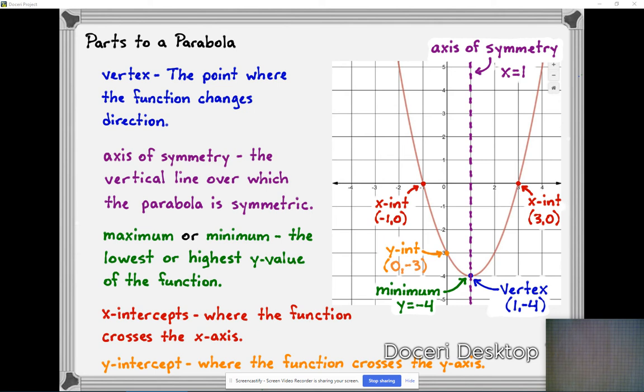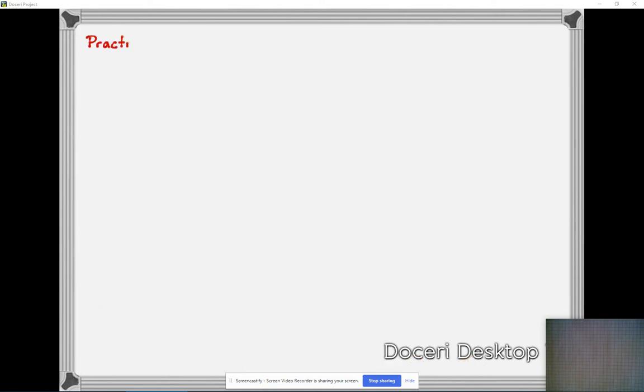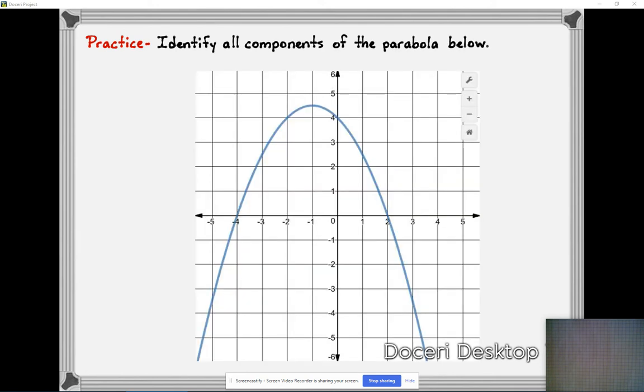We can go a lot more in depth with this, but let's go ahead and do a practice problem. I want you to identify all the components of the parabola below. So identify the vertex, identify the axis of symmetry, identify the maximum or the minimum, the x-intercepts, and the y-intercept. So go ahead and pause the video, answer it, and then come back and push play when you're ready.